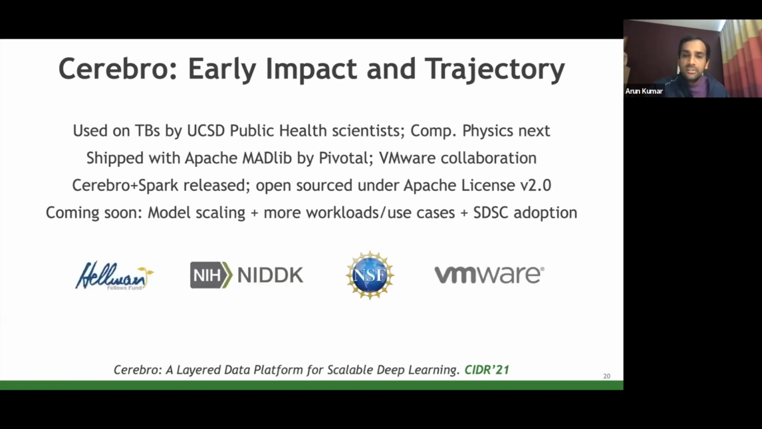I'd like to thank all these agencies for funding this project. So you can see a diverse mix of groups from public health to the basic science to industry as well. So this is an interesting, exciting space to bring together these worlds of systems, databases, and machine learning.